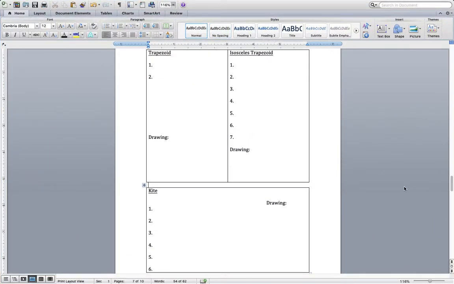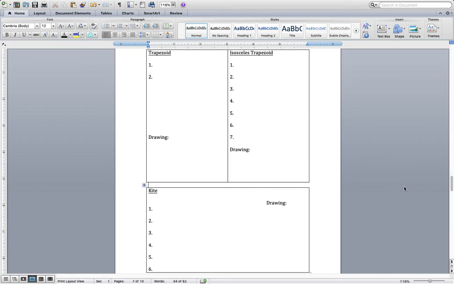All right, this is how your outline for your last page of notes should look. So go ahead and start writing this down in your notebook. You should have the trapezoid right next to the isosceles trapezoid so that you can compare those two. A trapezoid only has two properties, an isosceles trapezoid has those two properties plus a few more. So it gets up to 7 properties.